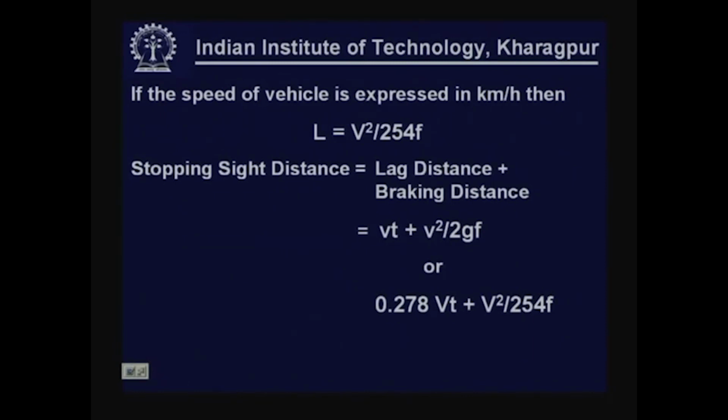So, therefore, the stopping sight distance is lag distance plus braking distance. So, either it is v into t plus v square by 2 g f if v is in meter per second, or it is 0.278 v t plus v square by 254 f. In this case, v is in kilometer per hour, and in both cases t is the perception reaction time in second, which is the design value is 2.5.